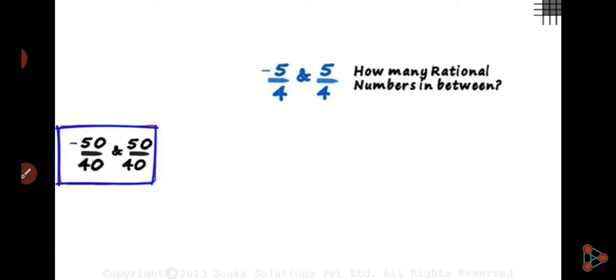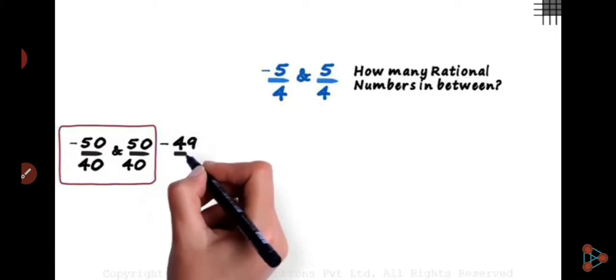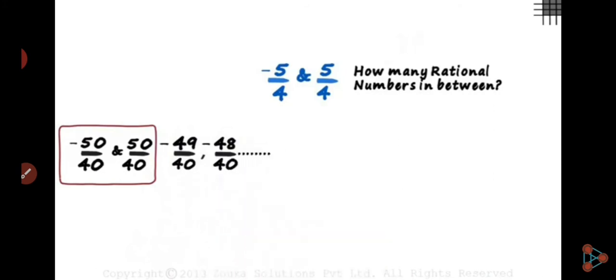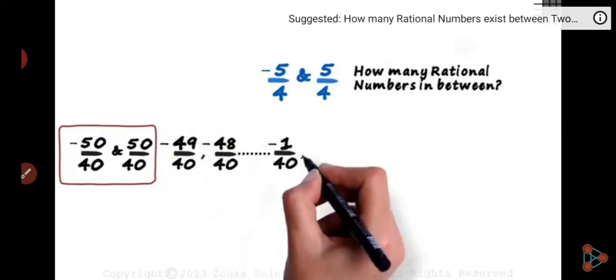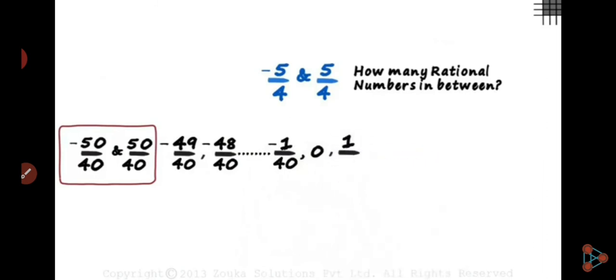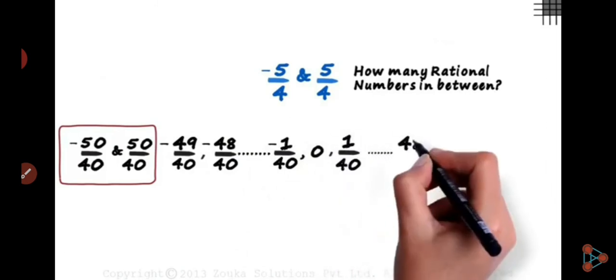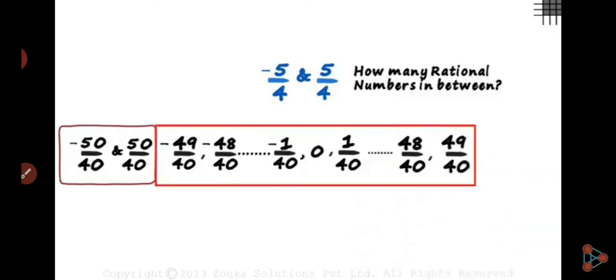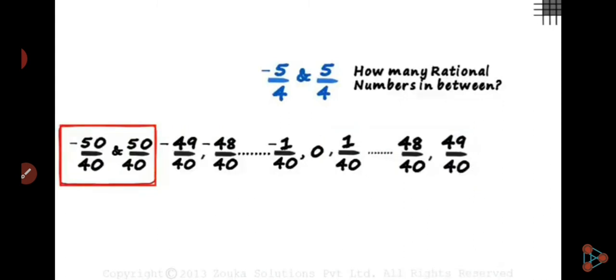Let's start writing them one by one. Minus 49 by 40, minus 48 by 40, and so on. Minus 1 by 40, 0, 1 by 40, and so on. 48 by 40, and 49 by 40. These were the numbers you could think of easily. These are the ones that lie between these two numbers.